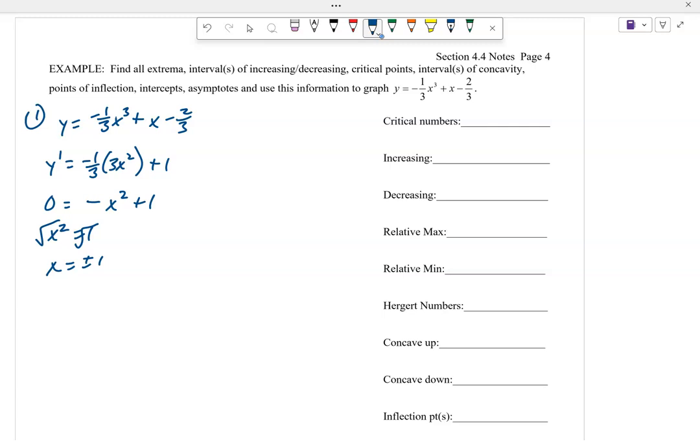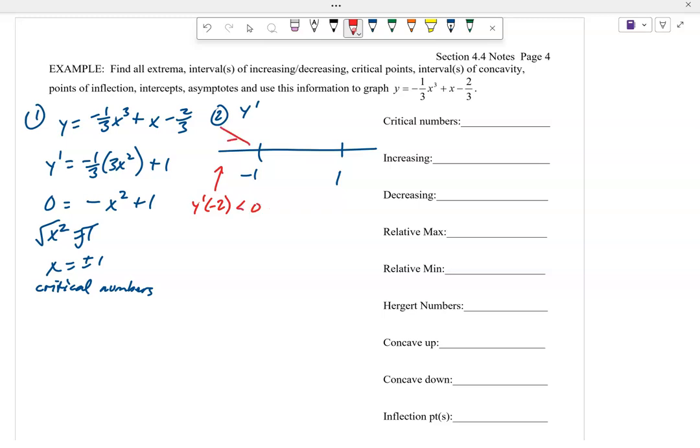So we got plus or minus 1 on this. These are critical numbers. They are defined in the original. So let's go to our first derivative test. Negative 1 to 1. Let's throw in like y prime of negative 2. And I throw that in. That'll be less than 0. So the original function is going to be decreasing.